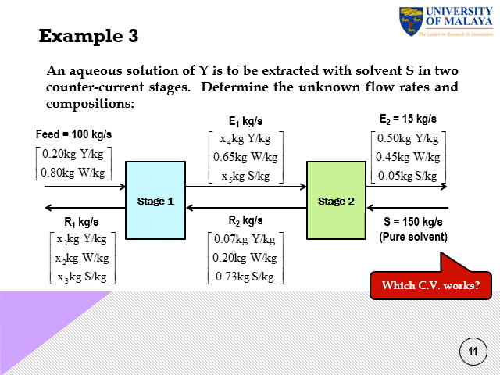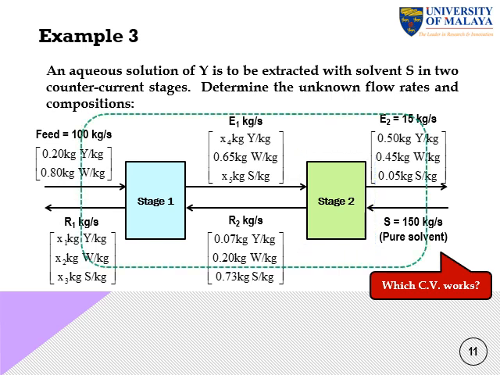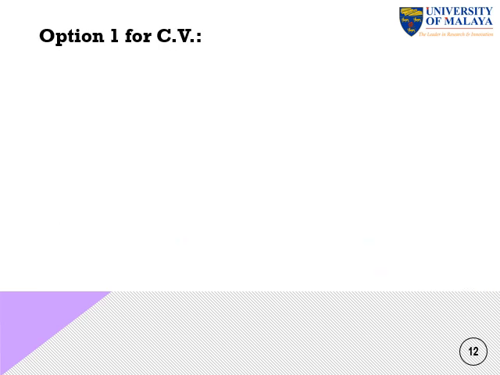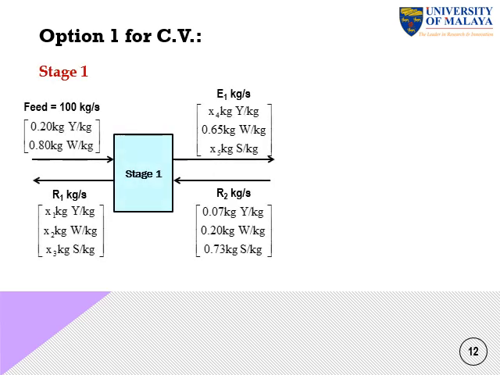Right, so you have to know which control volume works, which one you want to start with first. So you either have stage 1, or you can start with stage 2, or you can also have a look at the whole process, combining stage 1 and stage 2. So let's go through the control volume options one by one. Option 1 for the control volume is, let's have a look at stage 1 first. When you look at the control volume stage 1, you only concern yourself with the streams crossing stage 1.